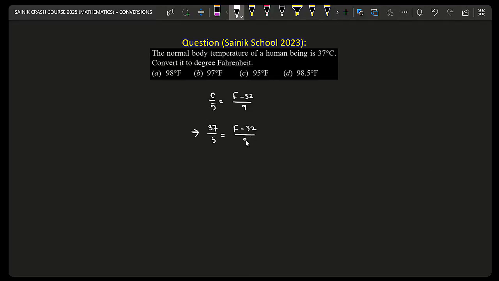I want the value of F. You know the transposition method, right? If you transpose 9 from right to left, what will you get? Into. So that is 37 by 5 times 9. And if you transpose minus 32 to the left side, you get plus 32, that is equal to F. So we have to simplify to get the answer, right? Okay, 37 divided by 5.